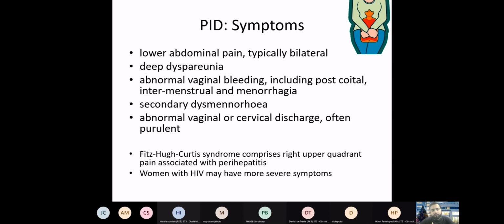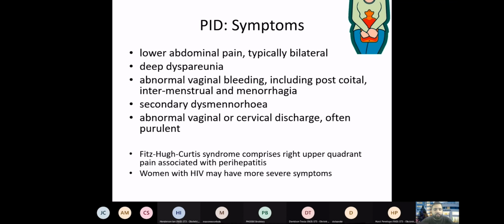One of the very specific terms, Fitz-Hugh-Curtis syndrome, which comprises right upper quadrant pain. It's one of the complications of PID and can present as right upper quadrant pain because of the inflammation around the hepatic capsule and formation of adhesions around the liver, or perihepatitis.